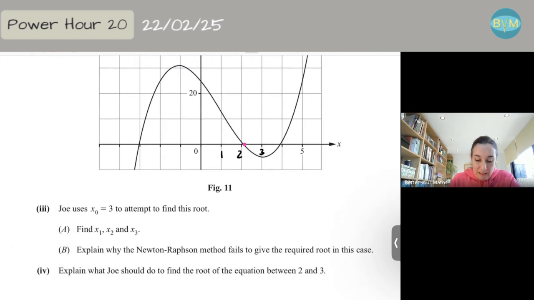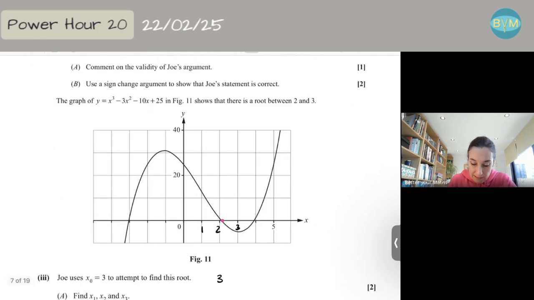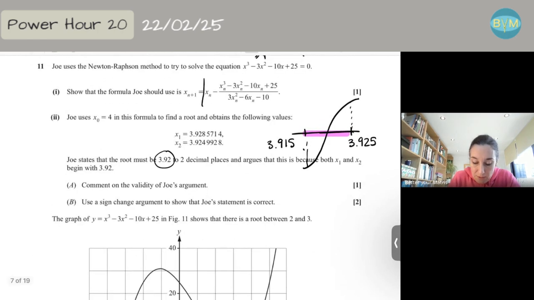It says, using the Newton-Raphson method, use x equal 3 to attempt to find this point. Find x1, x2, and x3. What we are going to do is the same that we did before. We are going to type in the calculator 3 equal, so it stays as an answer, and then type the Newton-Raphson formula. Every time it says xn, we write answer, so we can iterate.